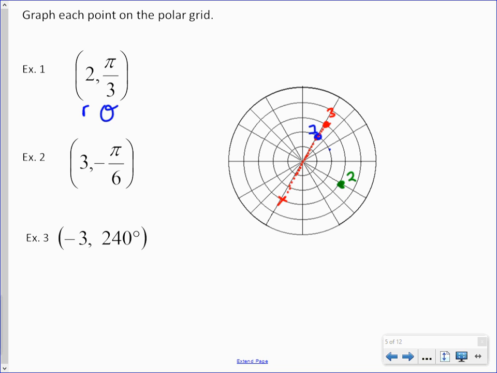When you're marking that down, do you have to do the X? No. Okay, so I would literally just see the point 3 on my polar grid. Are we okay with that? Does anybody have any questions or clarifications that they need made?